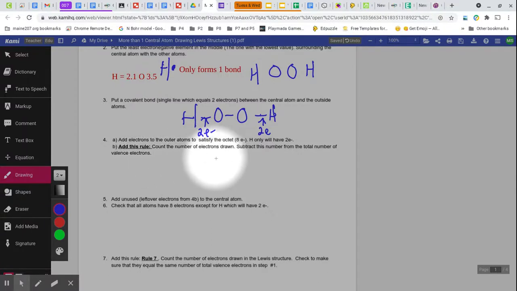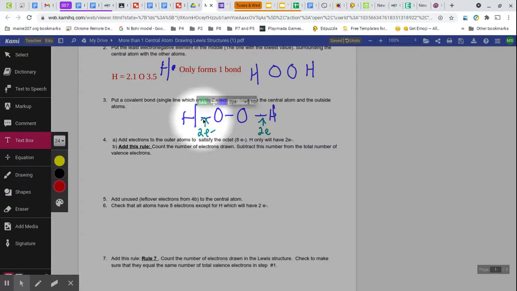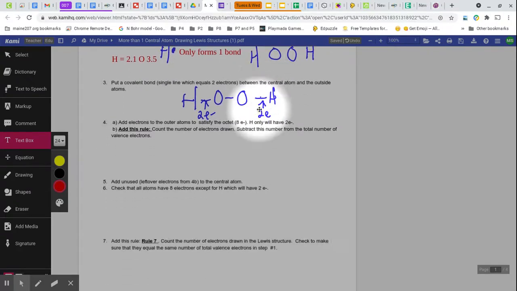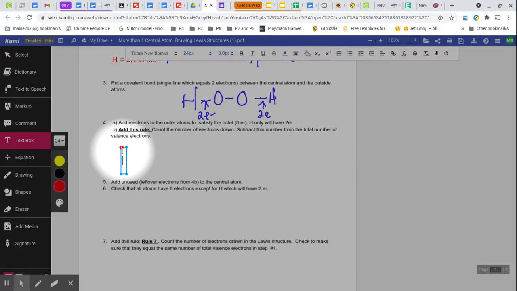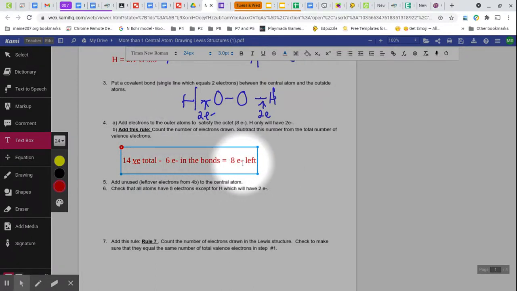Count the number of electrons drawn and subtract from the total number. So if I count how many were drawn, 2, 4, 6, because each line is 2 electrons, and I know I started with 14, I'm going to calculate here: 14 valence electrons total minus 6 electrons in the bonds. So 14 minus 6 is going to be 8 electrons left. That's what I have to work with to finish my Lewis structure, 8 electrons left.